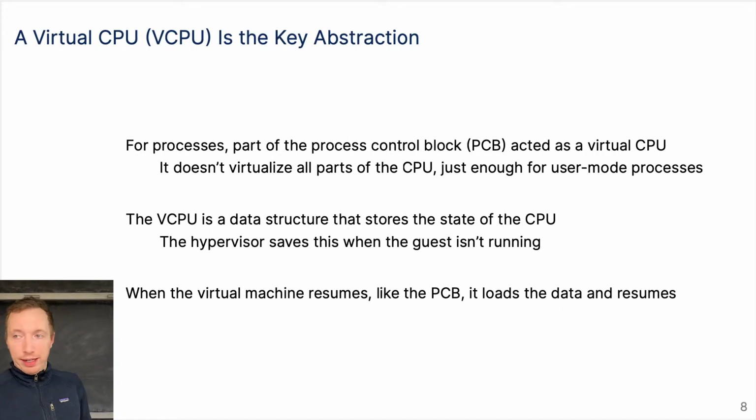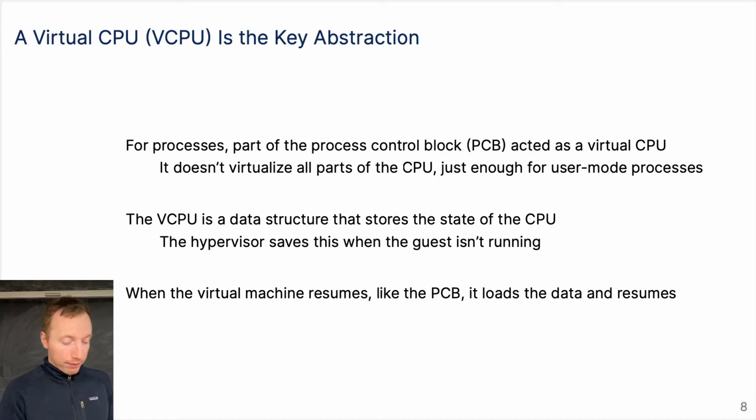So for this, the key abstraction is a virtual CPU that represents the entire state of the CPU, including all of the specific kernel mode registers and other stuff you wouldn't be able to see in user mode. For processes, it's like part of the process control block. It kind of acted as a virtual CPU, but only had access to user mode registers. There's special kernel mode only stuff that we haven't really gone into. All you need to know is that there are special kernel-only registers and things you can only do in kernel mode, for example, changing the page table.